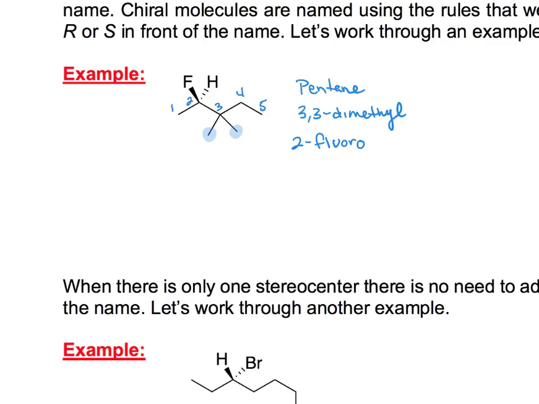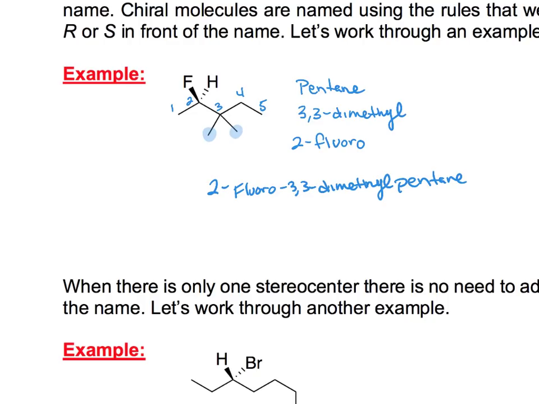So remember, in alphabetical order, so it's going to be a 2-fluoro, 3,3-dimethyl pentane. So there's the IUPAC name. Now we have to assign this stereocenter as R or S.